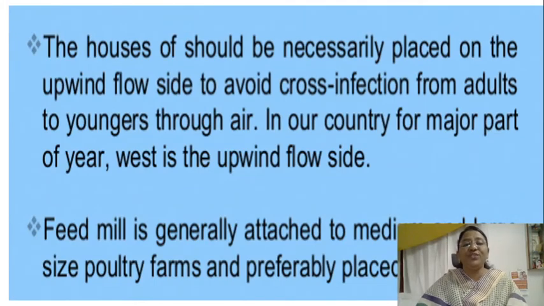Houses of younger birds should necessarily be placed on the upwind flow side to avoid cross infections from adults to younger through air. In our country, for major part of the year, west is the upwind flow side. So this direction is very important. Feed mill is generally attached to medium and large size poultry farms and preferably placed near the gate.